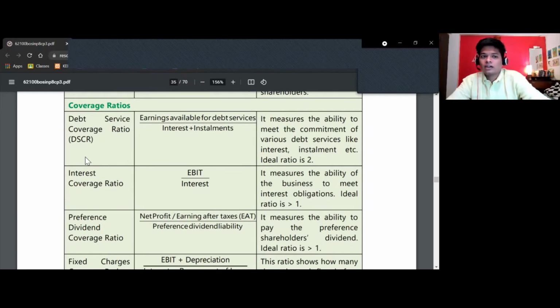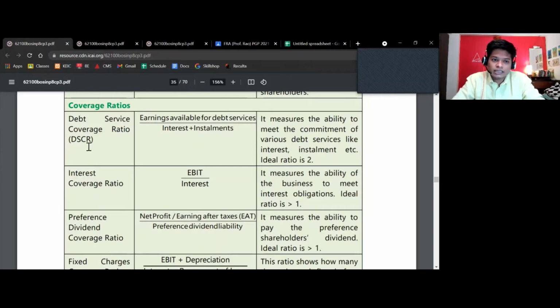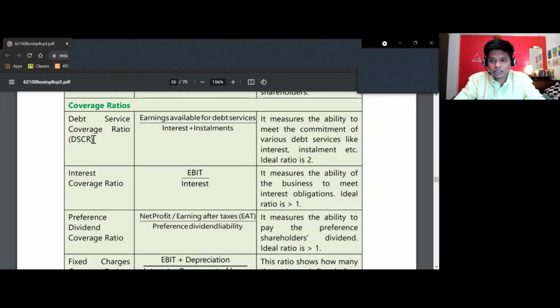Next we come to coverage ratio. Coverage ratio indicates the ability of the company to finance its fixed expenses. For example, debt service coverage ratio indicates whether the company has enough funds to cover its fixed obligations. Debt service includes interest and EMI part. So in interest and installments, is my earning enough to cover my interest and installments? That is what I have to check. So earnings available for debt service.